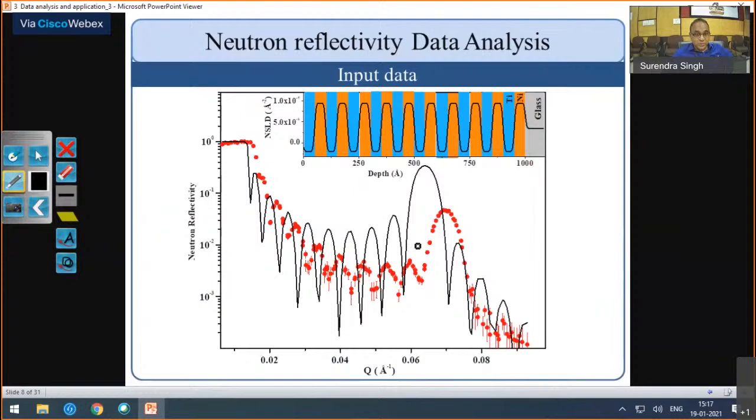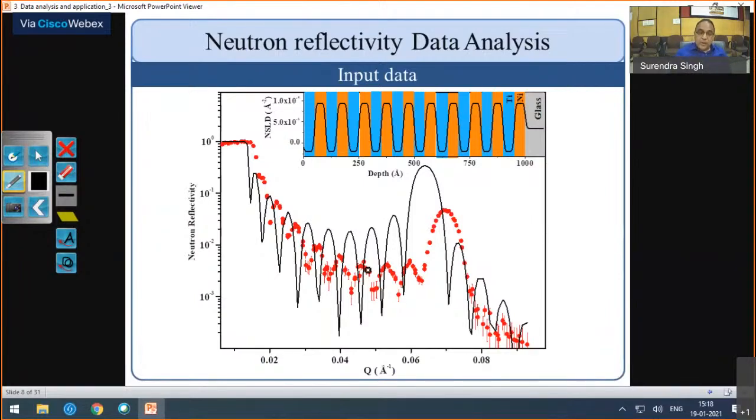That is our guess value. But we have a multilayer, so we can improve on that. During iteration, we will change these parameters: thickness, roughness, scattering length density, as well as giving a proper instrument resolution, which will be convoluted, and then compare.